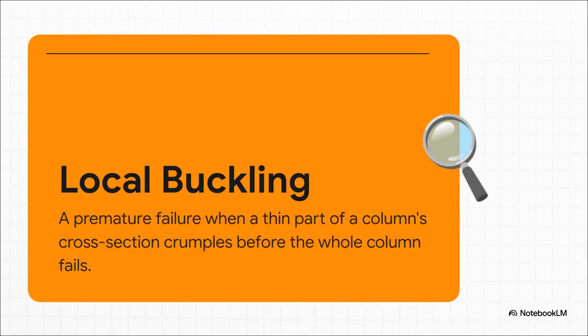And to be even more specific, we're often worried about local buckling. So picture an I-beam. It's made of thin steel plates, right? Well, if one of those plates is too thin, it can literally ripple and crumple all by itself, which then causes the entire column to fail way too early. The whole design process is basically a safety check against this one specific problem.